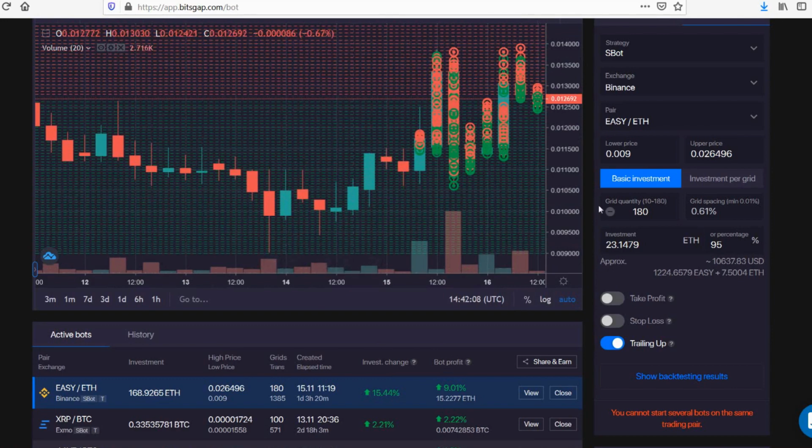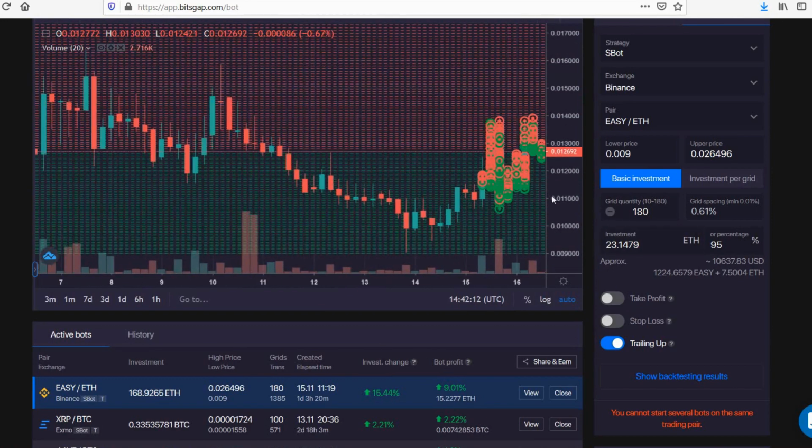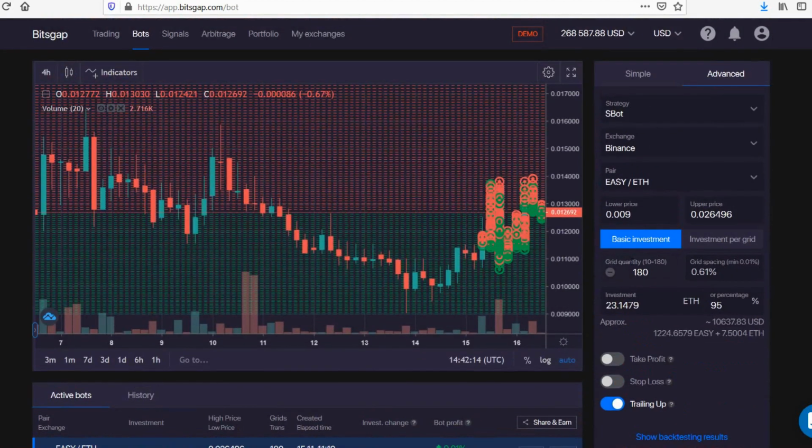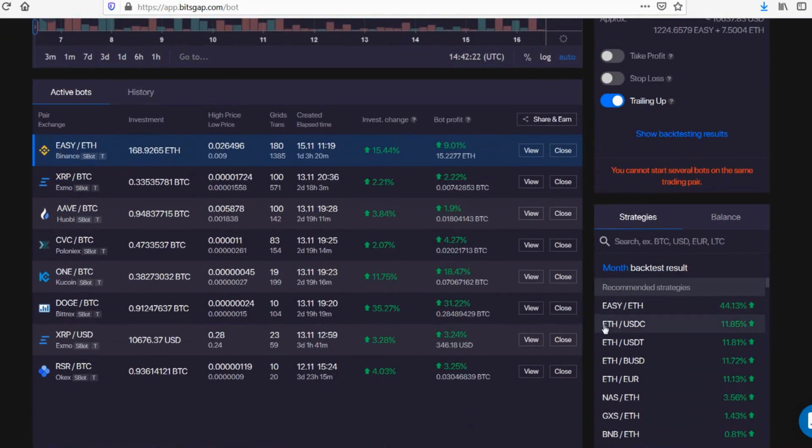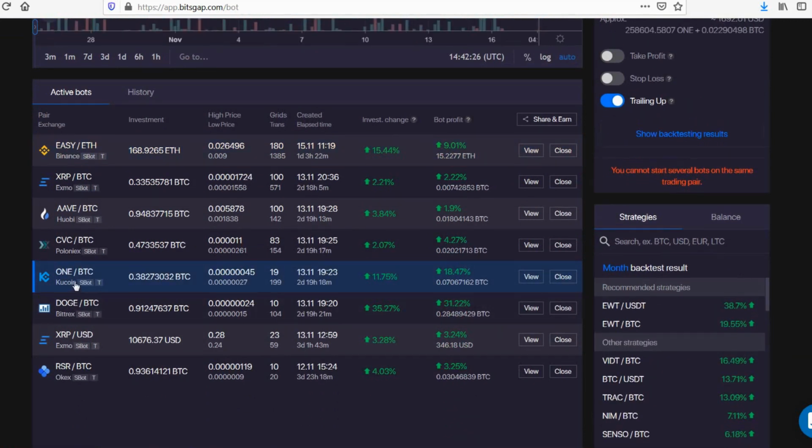But if you wanted to use, let's say, $1,000 or less, you wouldn't be able to use 180 grids, because each single grid represents a buy or a sell. So what you'd want to do is trade something similar to Harmony 1, which is why I chose this. And again, looking at the profit, this is 2 days, 19 hours. It's accumulated 18% of my entire portfolio back, and the investment change is this amount.